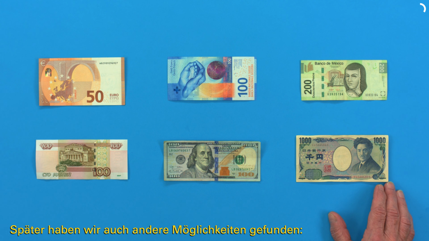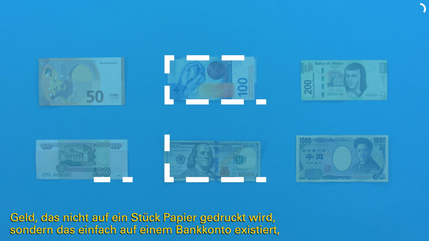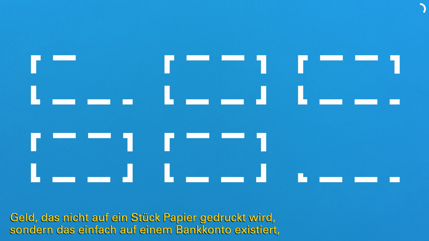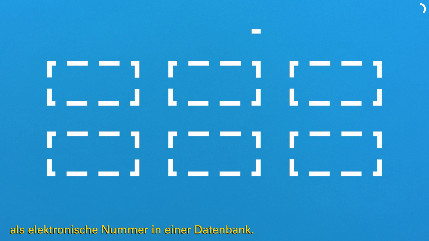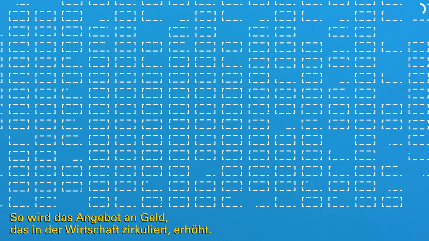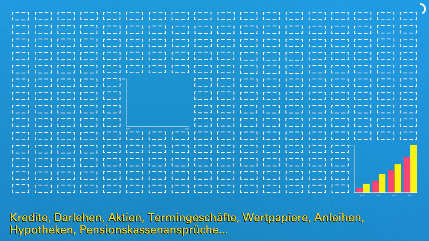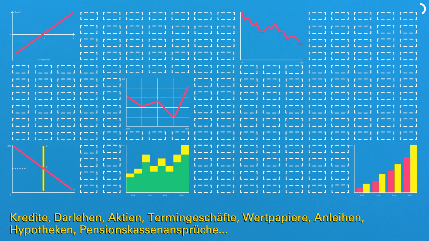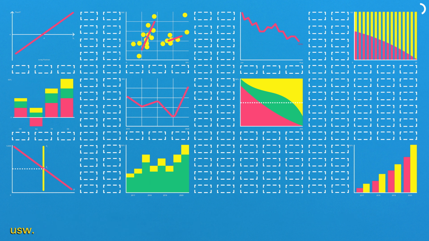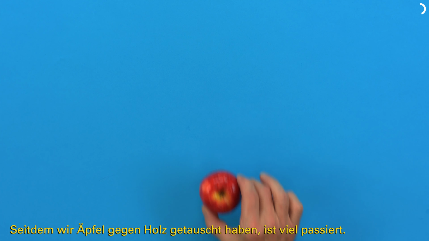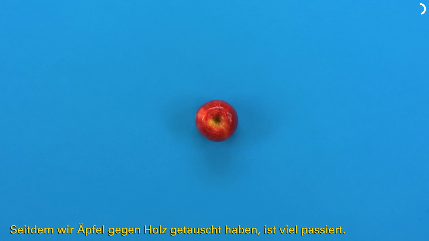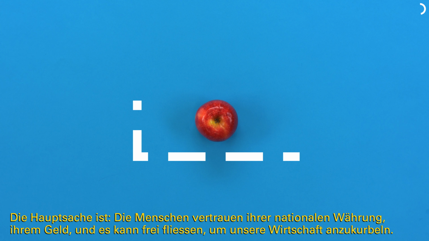Later still, we found other ways too. Money that is not printed on pieces of paper, but that simply exists in a bank account, as an electronic number in a database. This makes it possible to increase the supply of money going around in the economy. Electronic money can take many different forms: credits, loans, stocks, futures, securities, bonds, mortgages, pension fund entitlements, etc. We've come a long way from bartering apples for wood. Main thing is, people trust their national currency, their money, and it can flow freely to fuel our economy.